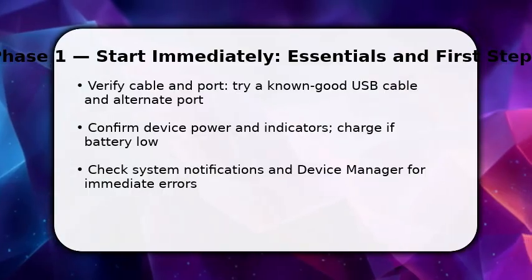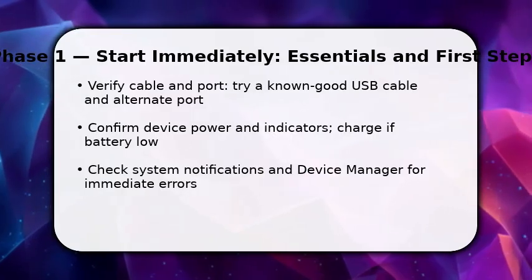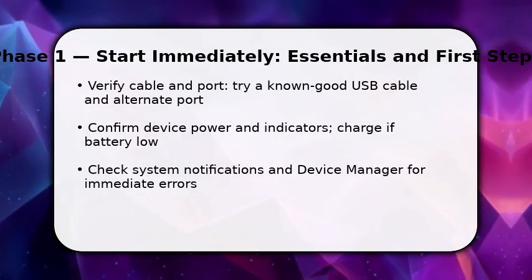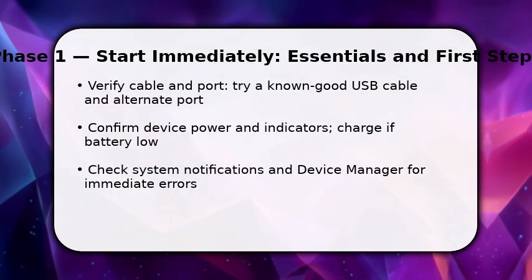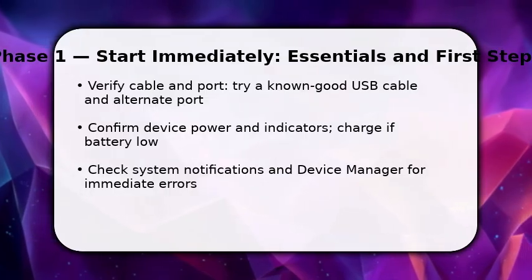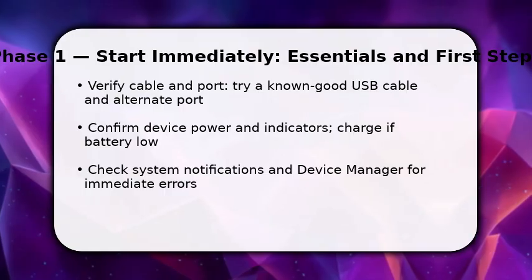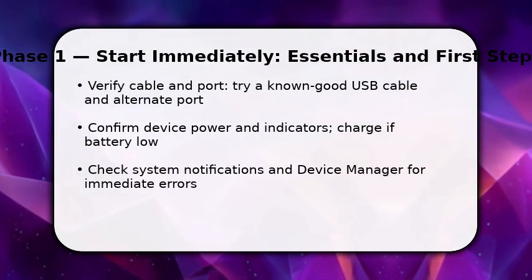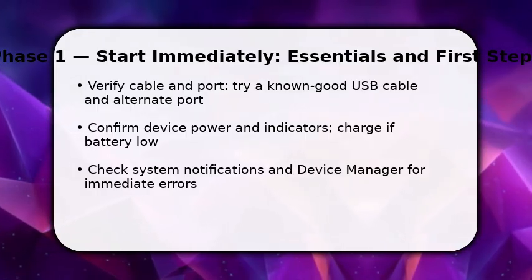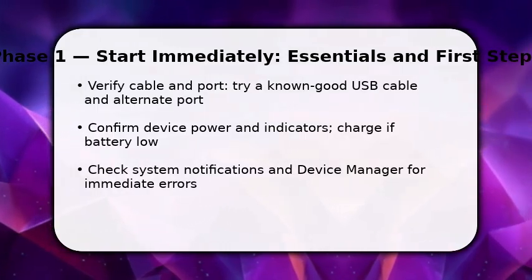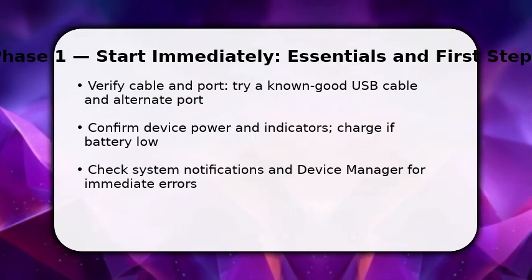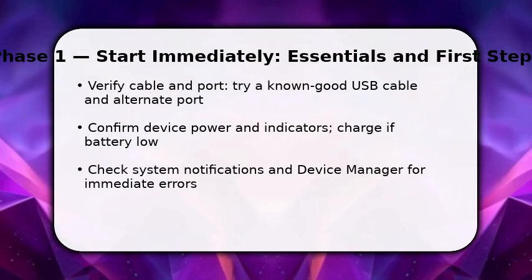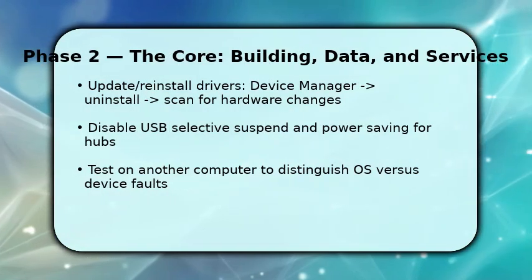You begin by isolating hardware variables, swap to a known good USB cable, and move to a different port to rule out a bad connector. Once done, make sure the device has power and any LEDs indicate activity, because low battery often causes intermittent disconnects. Then, open Notifications and Device Manager to see error codes or exclamation marks. These clues tell you whether this is a driver, hardware, or power issue, so you can choose the correct next step without guessing.